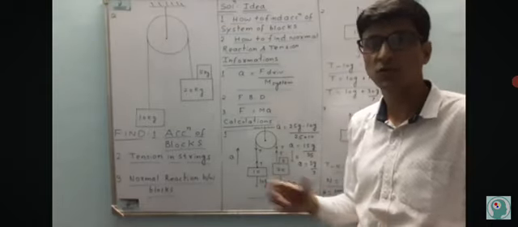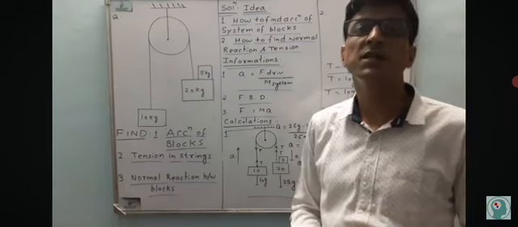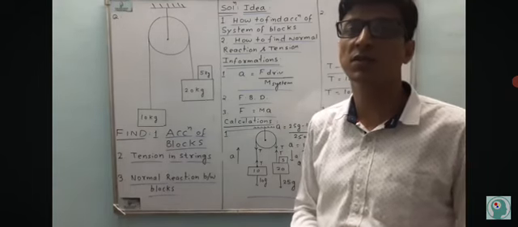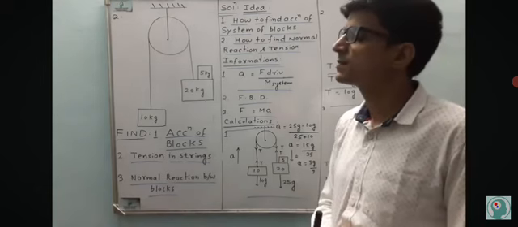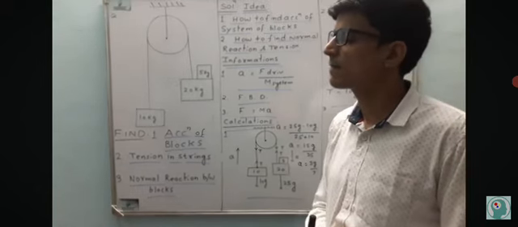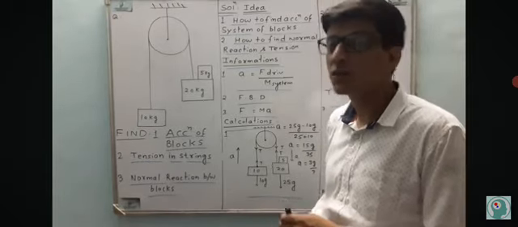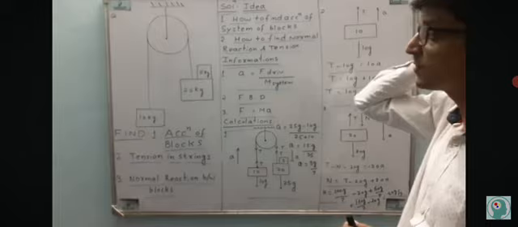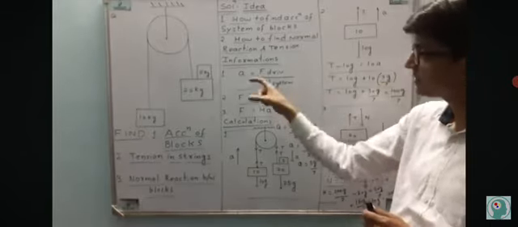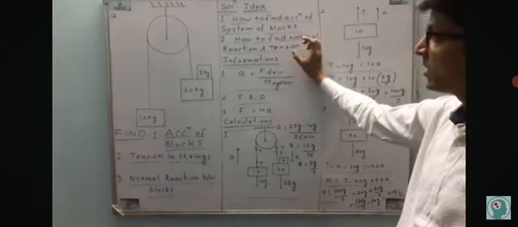So starting with the 4 steps: silent mind, idea, information and calculations. The first step is a silent mind. Let's work on the idea. The idea is how to find the acceleration of the system of blocks, because this is a system of blocks basically. The second is how to find the normal reaction and tension.